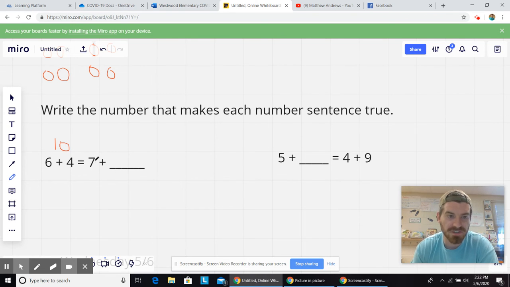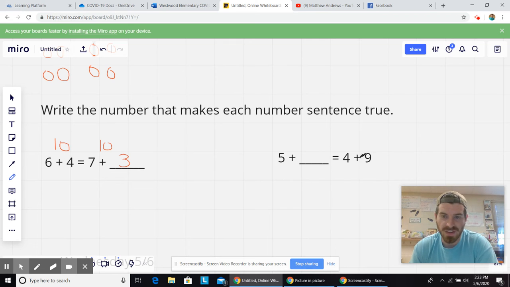So over here, we don't have 6 plus 4. We have 7 plus something. Well, I got to think, what can I add to 7 to have 10 so that way there's 10 on both sides? Because 10 and 10 are equal to each other because they're the same. I know my 10 partners, and I know that 7 plus 3 is 10. So that means that there needs to be a 3 here for this sentence to be true. 6 plus 4 does equal 7 plus 3 because 6 plus 4 is 10, 7 plus 3 is 10, both equal 10, both sides are equal, this number sentence is true.